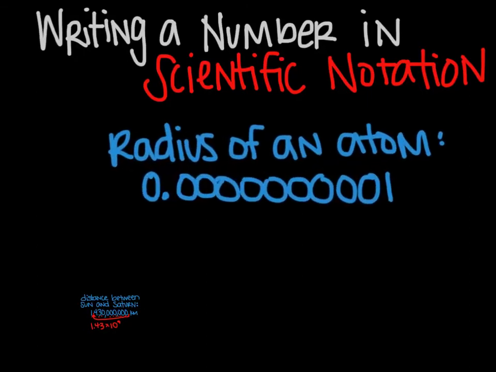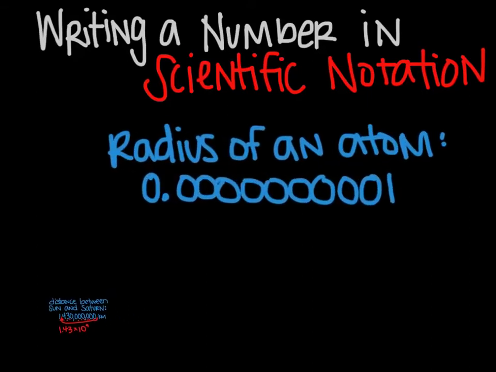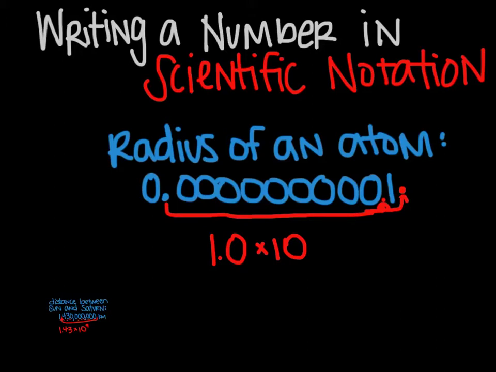Next one, the radius of an atom is really small. And so we want to move the decimal until we hit a number between 1 and 10. If we were to move it here, that would be 0.1, which is, again, not between 1 and 10, so we can't do that. So we're going to keep going. We're going to put the decimal point here, because that's 1.0 at that point. So we have 1.0 times 10, and then how many decimal places did I move? 1, 2, 3, 4, 5, 6, 7, 8, 9, 10. I moved it 10 times. So another way you could say this is 1 times 10 to the 10th power.